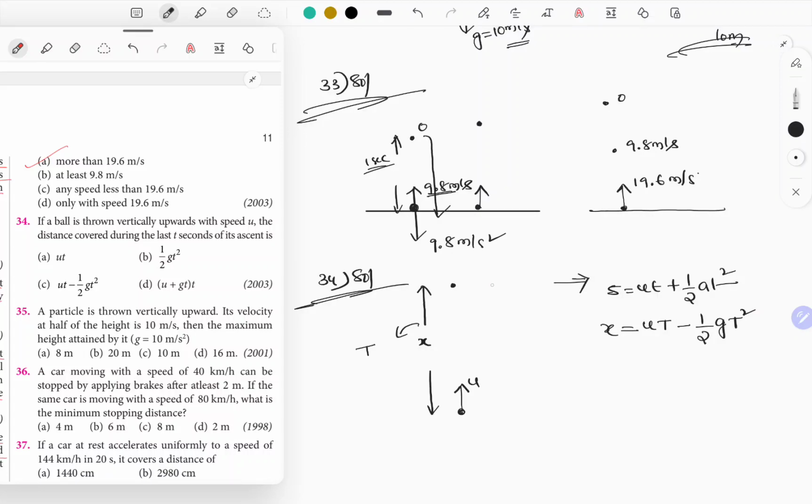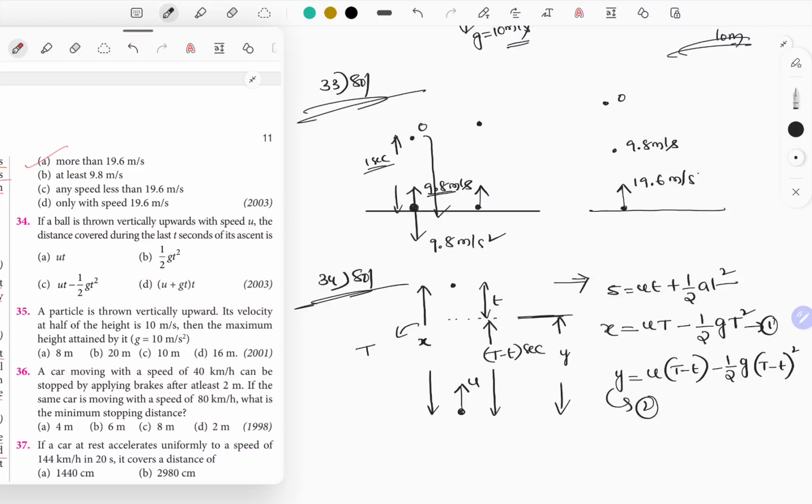They are asking the distance covered by the object in the last t seconds. Let's say this is the last t seconds. If this is the t seconds, what is going to be the remaining time? Remaining time is going to be capital T minus t seconds, right? Then it is going to travel some distance in this duration. Let me consider the distance as y. Then y is equal to u into (T minus t) minus 1 by 2 into g into (T minus t) square. Let's say this is equation 1 and equation 2.